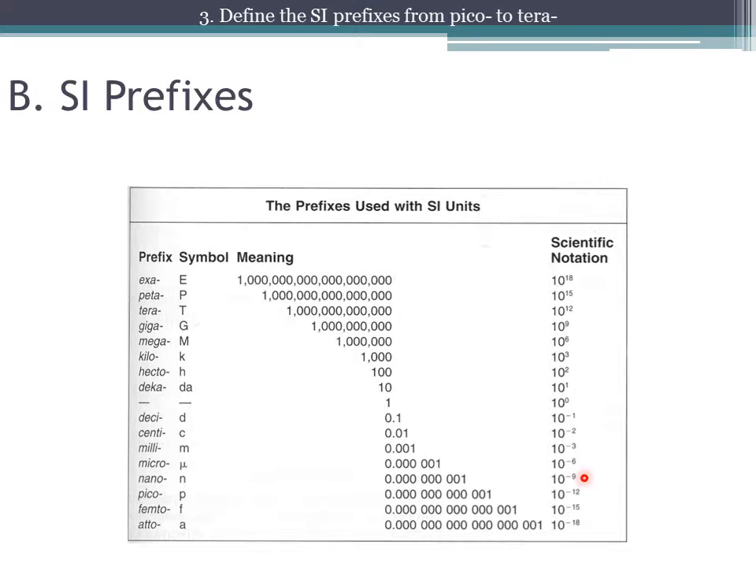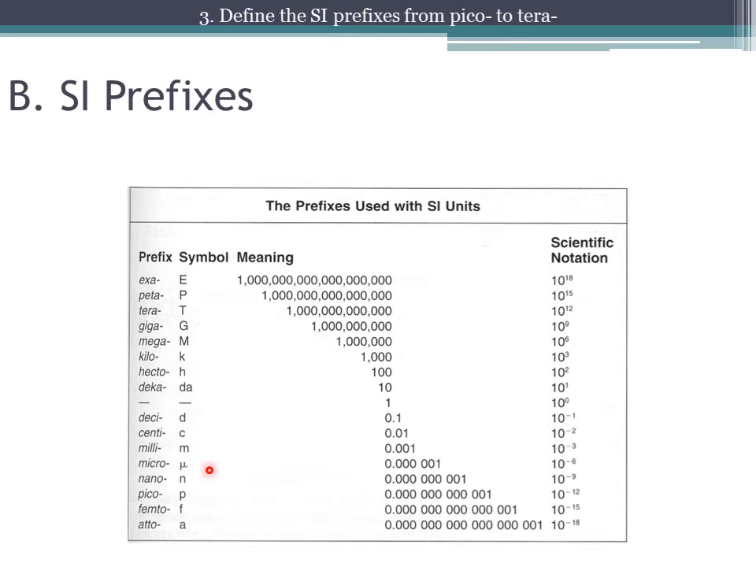So for example, if I asked you, what prefix means 10 to the negative sixth? You can see that here. You should know that 10 to the negative sixth is micro, and then it has this symbol here. You might be wondering about that. That is the lowercase Greek letter mu. It looks like a letter U with a little tail on the front of it.